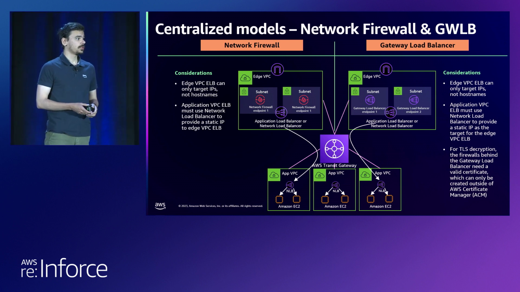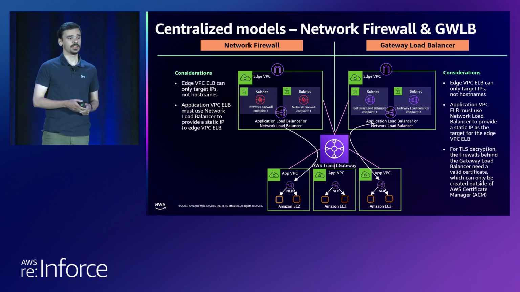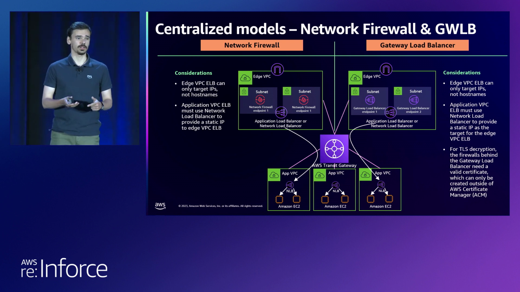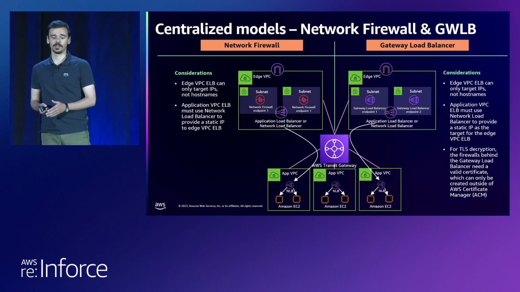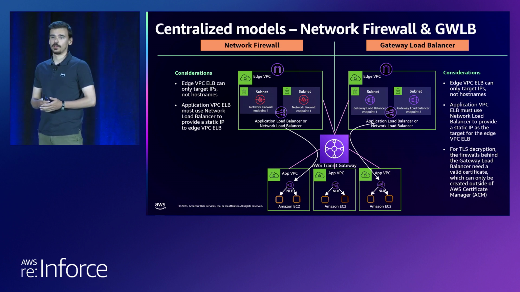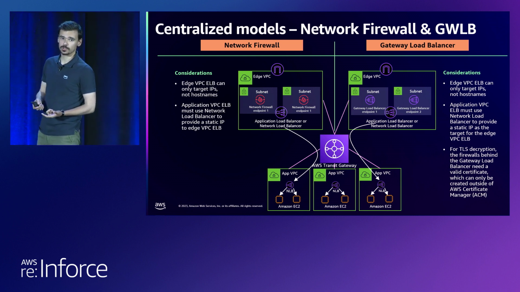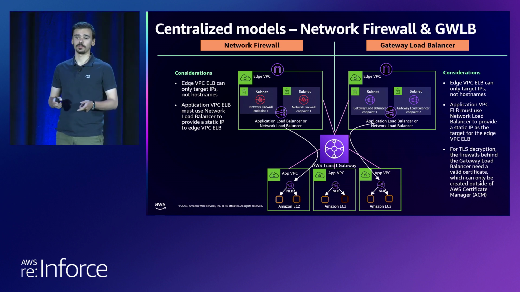It's also worth noting that you will need static IPs for the solution to work because the load balancers in the edge VPC cannot point to host names, nor can they point to instance types. Therefore, if you need static IPs, you will need network load balancers in your application VPCs, and therefore you will need to pay for those as well. It's not a one-size-fits-all solution. There are nuances here, but these are important considerations to have in mind.